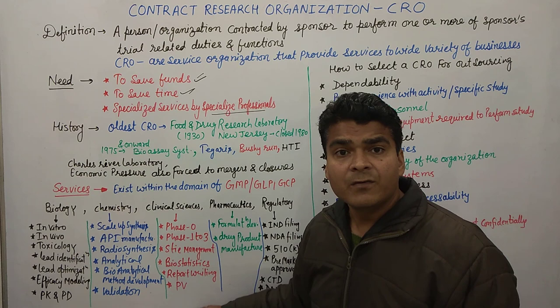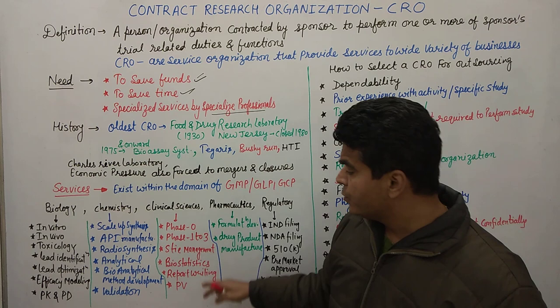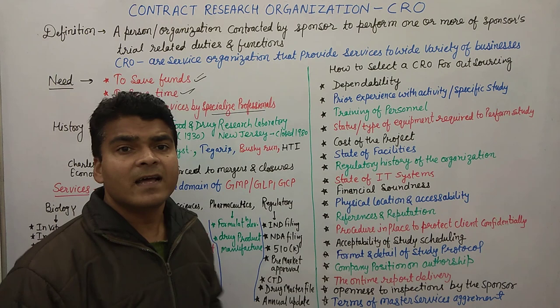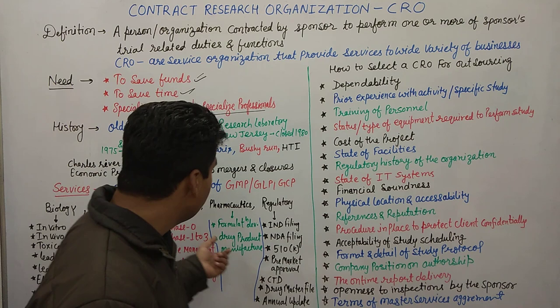And then one of the important aspects, pharmacovigilance. Under the umbrella of pharmacovigilance, we are also studying this CRO. You know the importance of pharmacovigilance. All of these terms are under the umbrella of clinical science. Then looking at pharmaceutics, what is the work of pharmaceutics? As we all know, in pharmaceutics we do formulation development and drug product manufacturing.